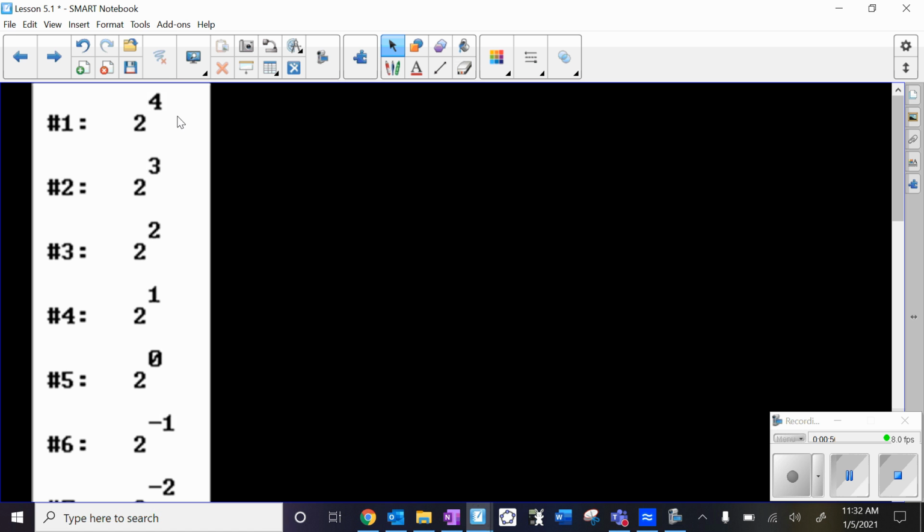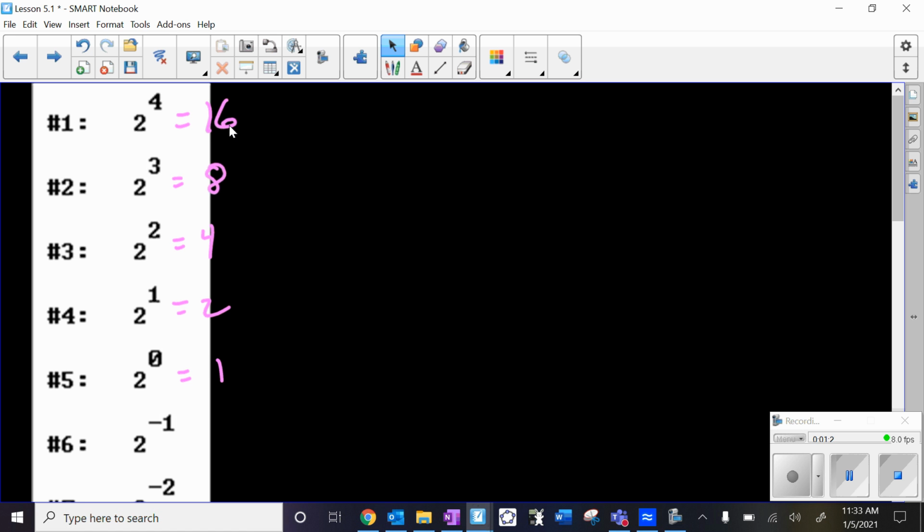We're going to look at it through this scenario in here. So 2 to the 4th we know is really the same thing as 16. 2 to the 3rd we know is 8. 2 squared we know is 4. 2 to the 1st we know is 2. This first number 5 here, this is where we get our first rule from. Anything to the 0 power is 1.